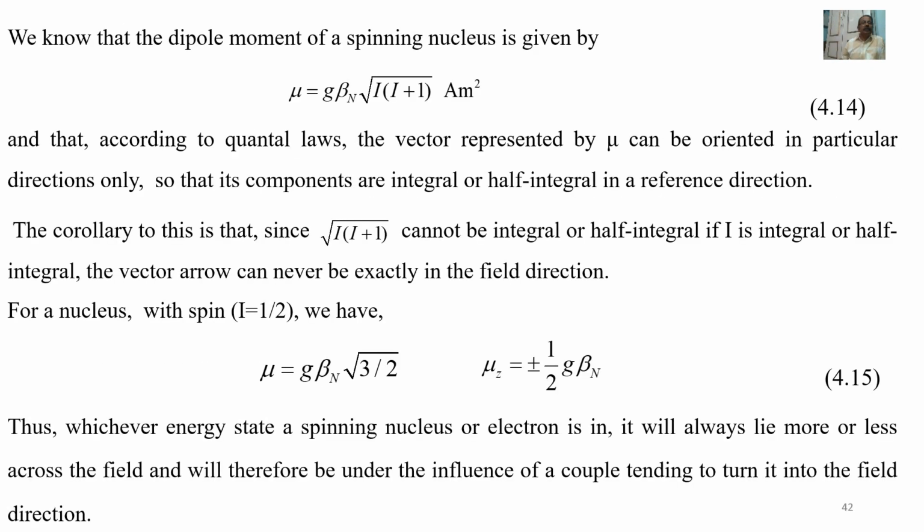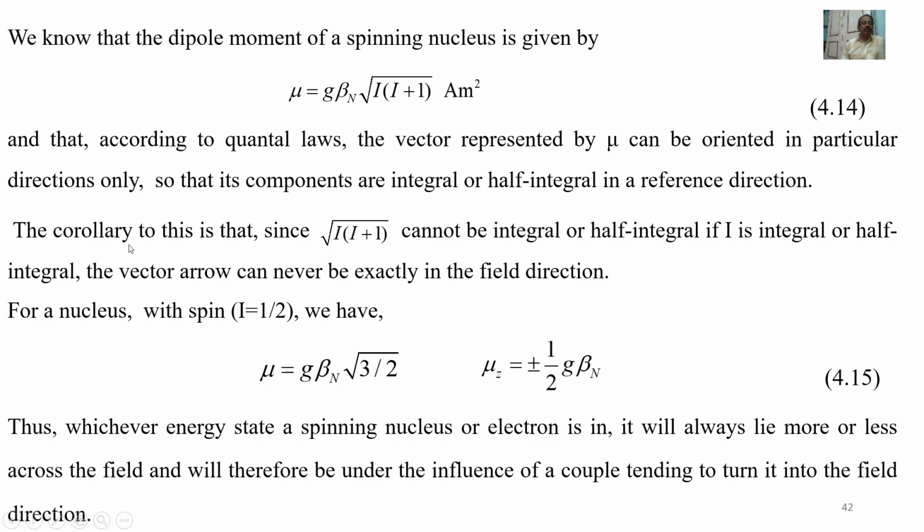We know that the dipole moment of a spinning nucleus is given by mu equals g beta n root of I into I plus 1 ampere meter square. G is the Landé g-factor, and beta n is the Bohr magneton of the nucleus. According to quantum laws, the vector represented by mu can be oriented in particular directions only, so that its components are integral or half integral in the reference direction.